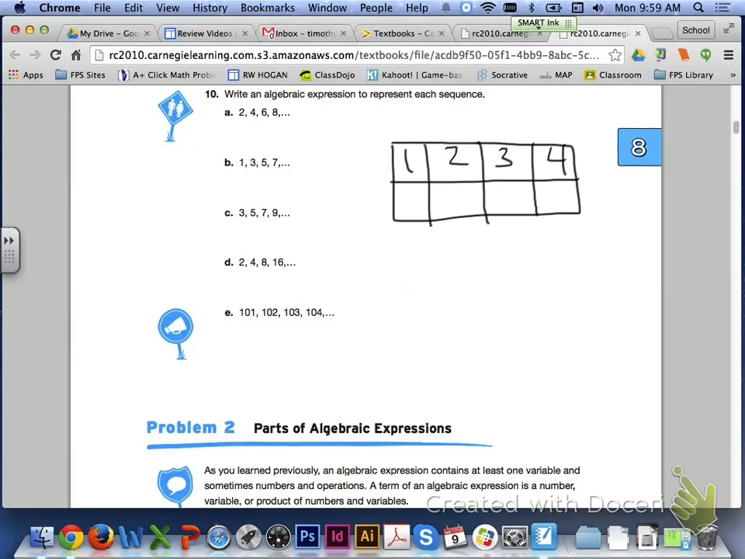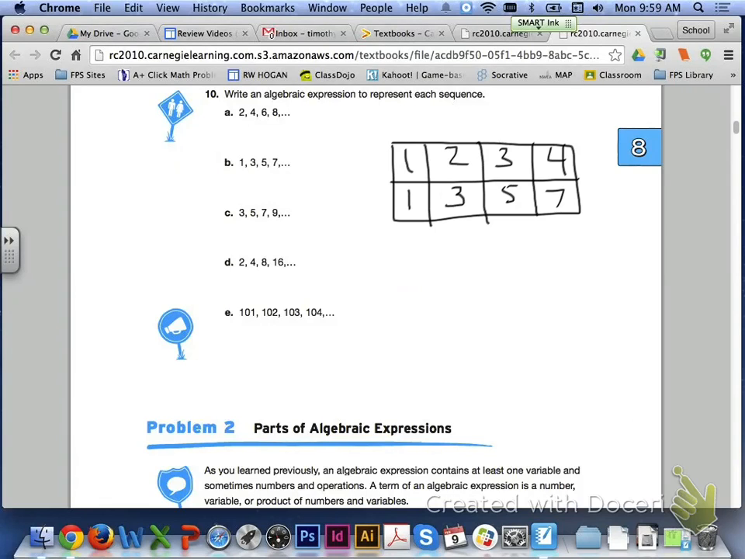So let's take a look at letter B. We have the numbers 1, 3, 5, and 7 that are representing the sequence. Let's go ahead and come up with an algebraic expression for this. Again, I have 4 numbers in my sequence. The first number is a 1, the second number is a 3, the third number is a 5, and the fourth number is a 7.